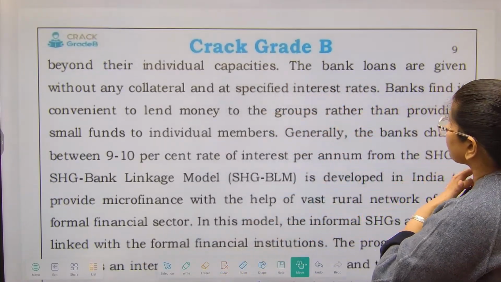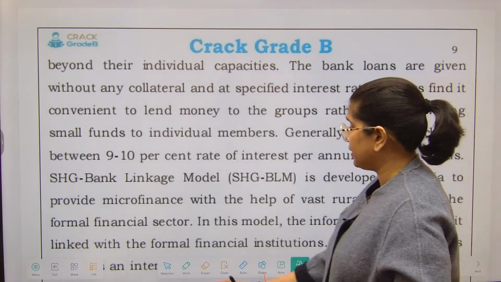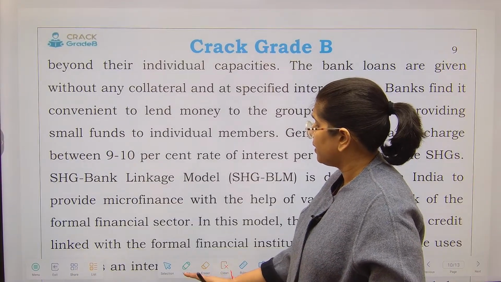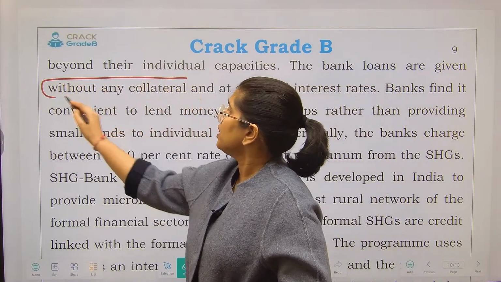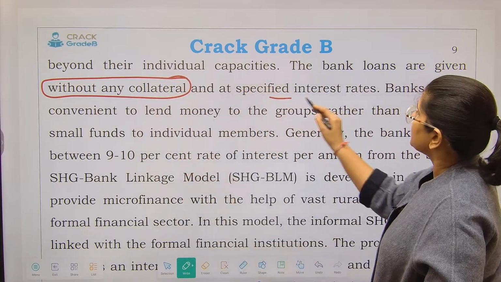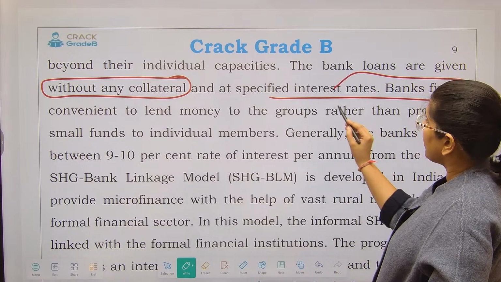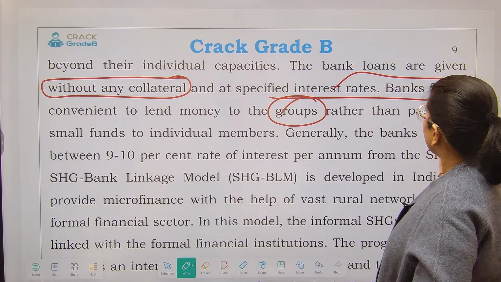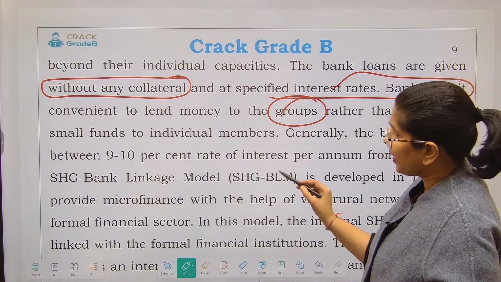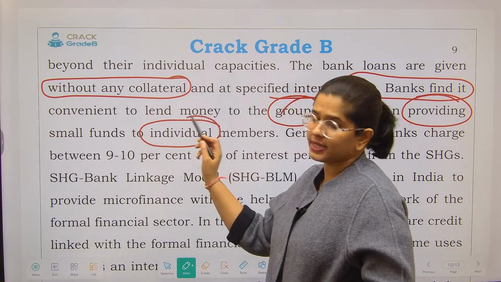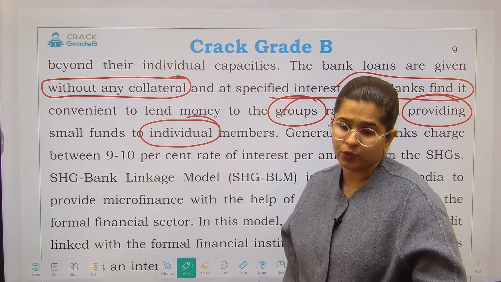Yes, so the bank loans are given without any collateral, right? So this is a win-win situation: without any collateral, and at a specified interest rate. Banks find it convenient to lend money to the group rather than the individual, right? Why not to the individual? Because the credit risk is high when the loan is provided to an individual.